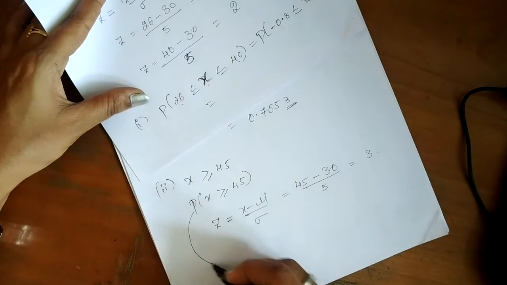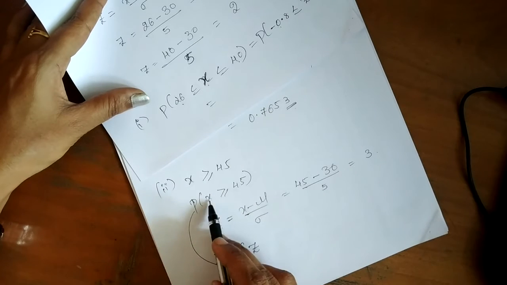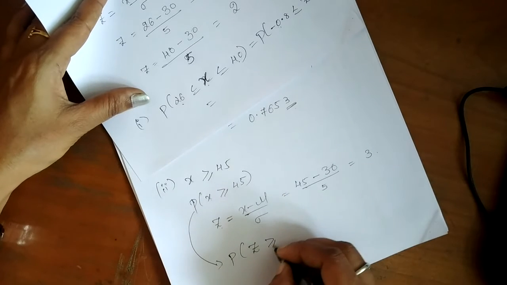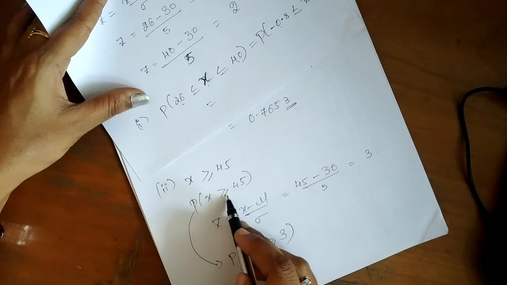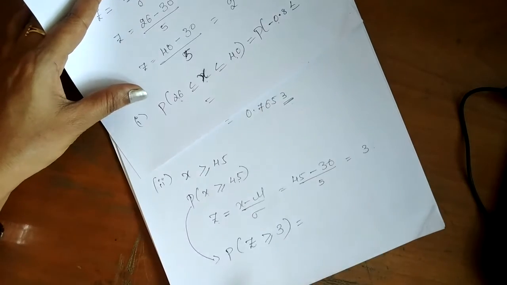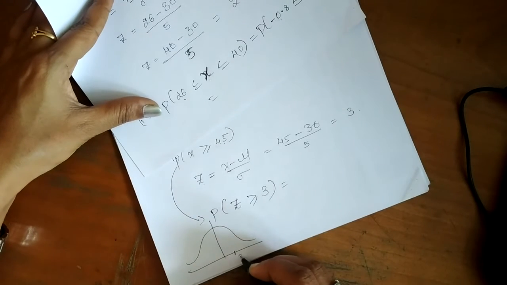Now the same problem can be rewritten as the probability of z. From x to z we have converted. So x greater than or equal to 45 means z greater than or equal to 3. P of x greater than or equal to 45 is the same as the probability of z greater than or equal to 3. Now we can construct a normal probability curve, and z equal to 3 is somewhere here. Construct the line, and greater than this 3 means the complete area under this curve you have to find.